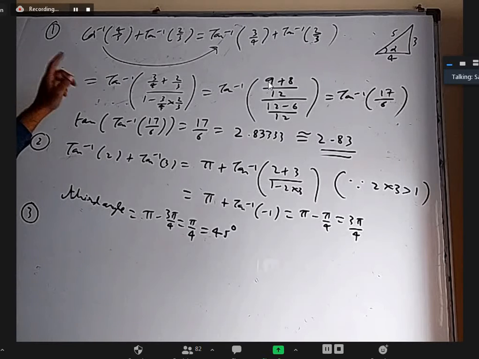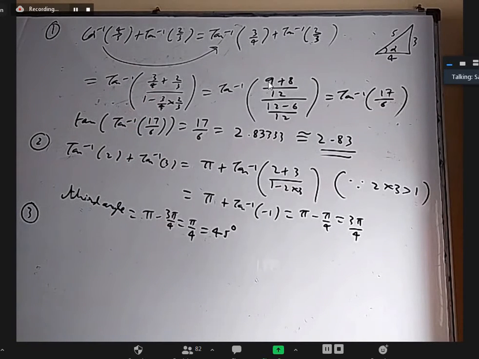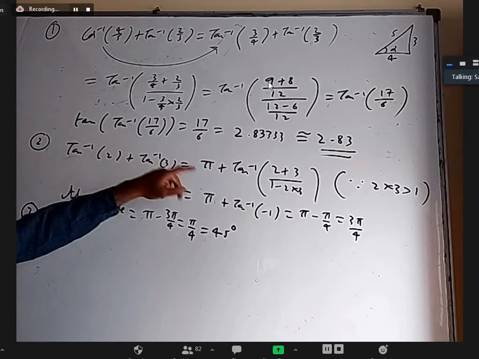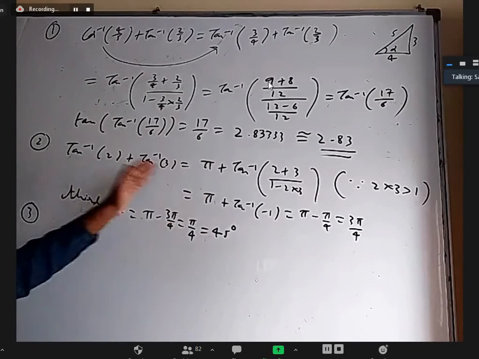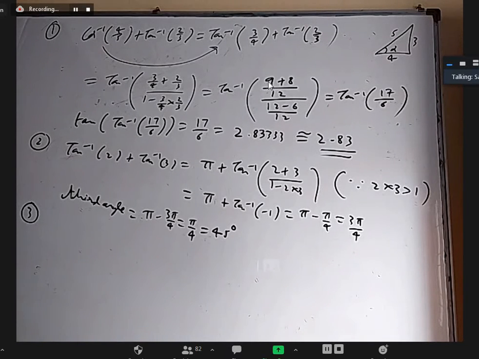So first question, we converted cos inverse into tan inverse, combined it, found tan of that and converted to decimal form. Second one, this formula has to be applied carefully. Then the sum of the given two angles is 135 degrees. So the third angle will be 180 minus that, which will be 45 degrees.